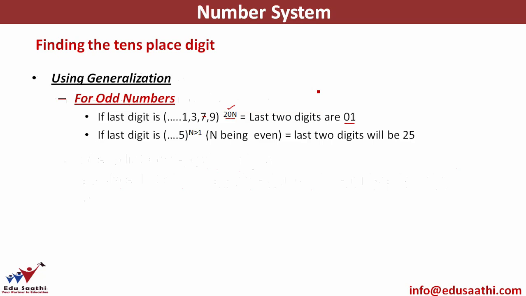Instead of using cyclicity, I can use generalization for odd numbers and I would look at the last two digits as 01. But this can only be applied if the power is of the form 20n. If the last digit is 5 raised to power anything, n being even, the last two digits will always be 25.